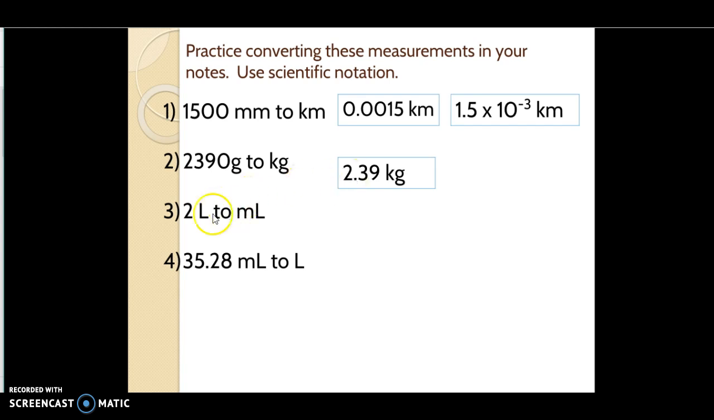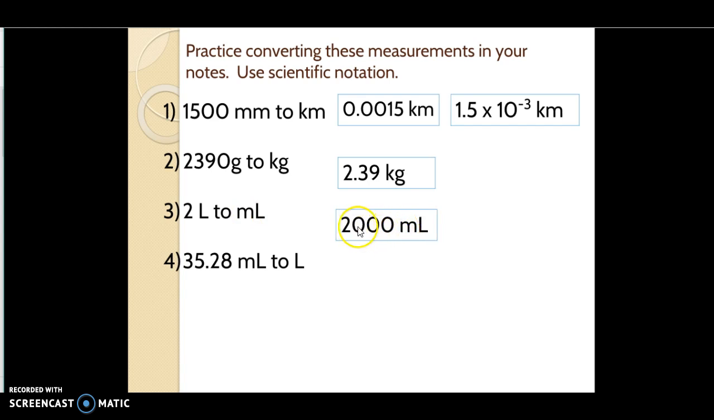So let's do 2 liters to milliliters. Now we're moving from larger to smaller. So we want our decimal to go to the right, which means instead of dividing, we're going to multiply. Milli was 1,000th, correct? So we want to multiply our 2 by 1,000. And so if we did so, we would have 1, 2, 3 decimal points, which would equal 2,000 milliliters.